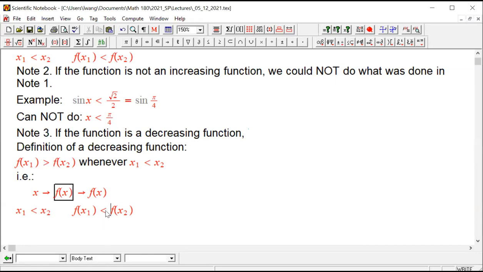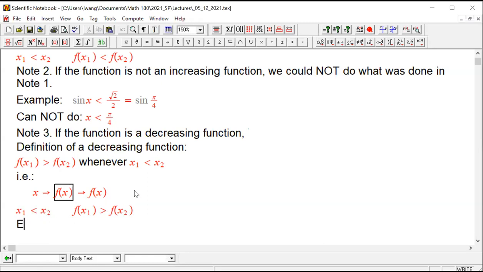Reversed. Reversed. Okay, that's the definition of a decreasing function. Do we have an example of it? Yeah, we do. If it is a decreasing function, we know the output has this relationship, and the relationship in the input is reversed.